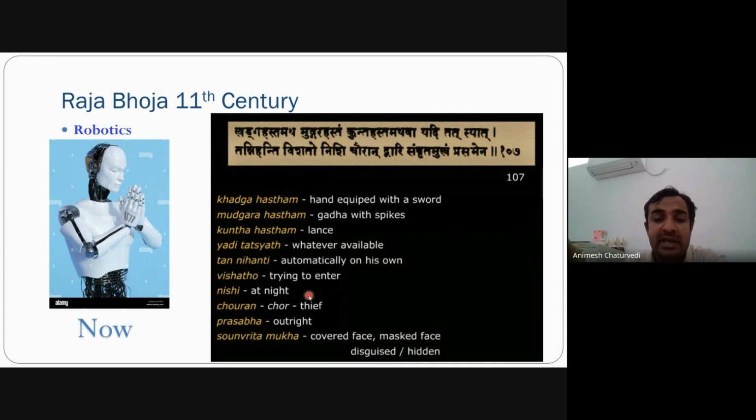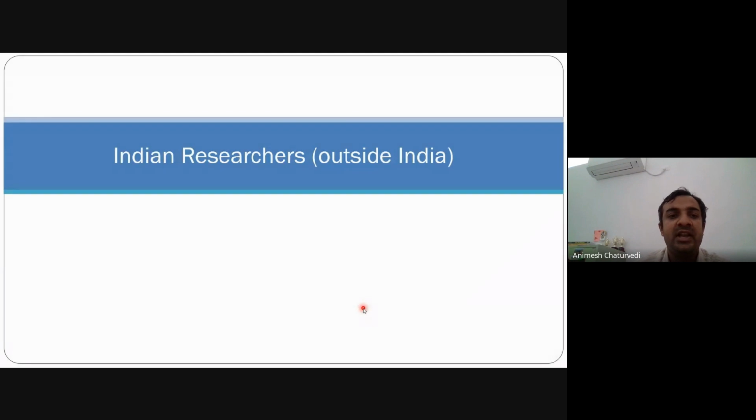In the 11th century itself, it was clearly written about a hand equipped with a sword, working automatically to catch the thief. An automated robot could be built. Means we don't know whether they existed or not, but it was possible that they could make a very basic type of humanoid structure. So that was there in the 11th century.